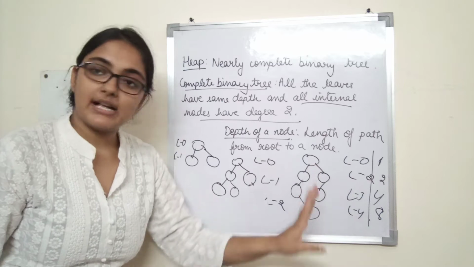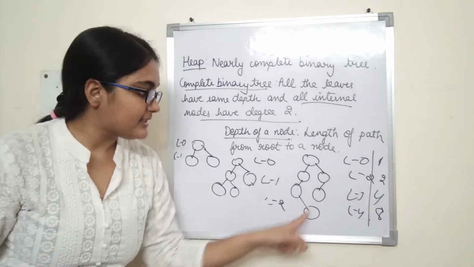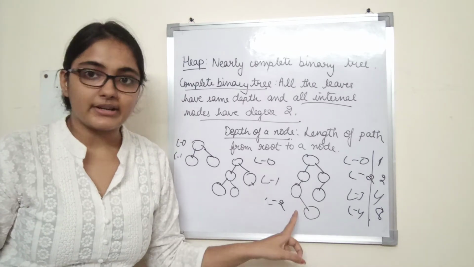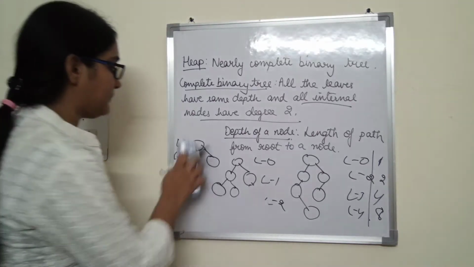At this level 2 nodes are there, fine. At this level 4 nodes can be there, but the 4 nodes are not completely filled. It is transferred onto the next level, which is not right. So this is not a nearly complete binary tree. Let's take more examples.